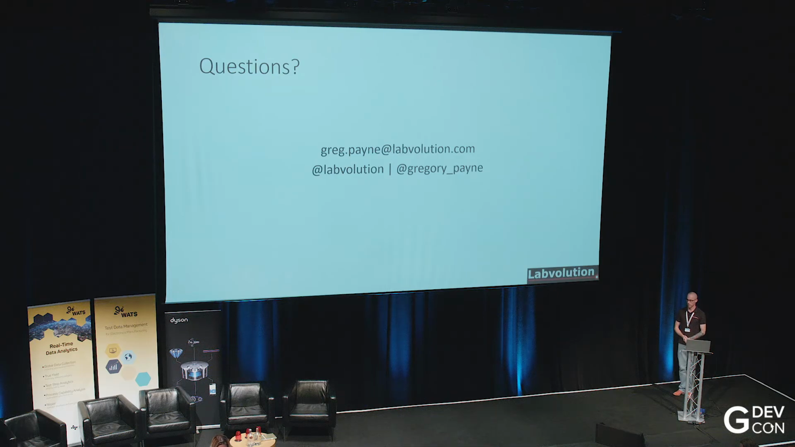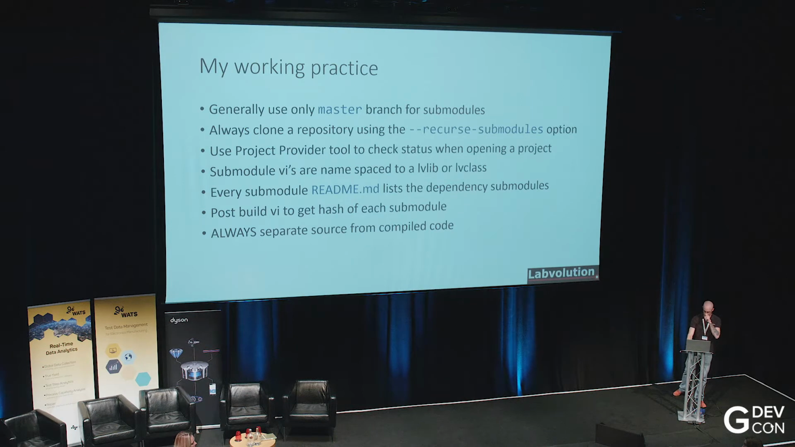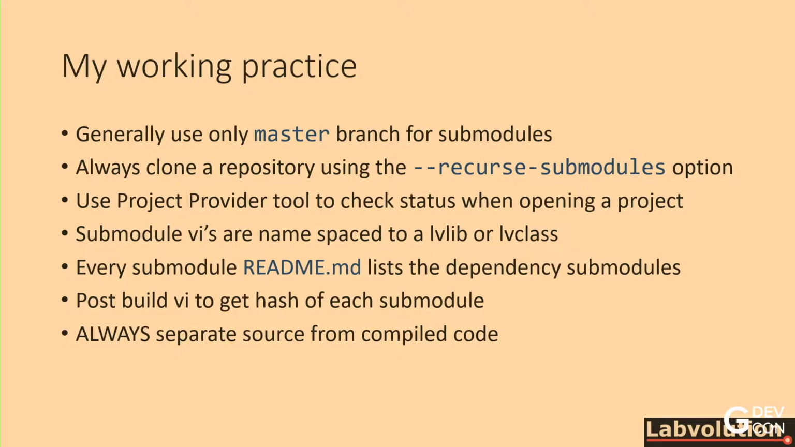I actually had two questions. One, if you could go back to the previous slide. At the bottom where you get the hash of each submodule, do you do anything to make sure you don't have uncommitted changes? Yes. I do a git status check on all of them. I make sure nothing's uncommitted or staged but uncommitted, and then I get the hash.